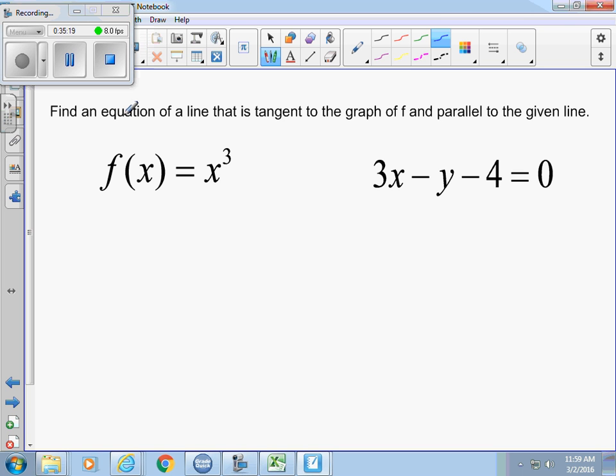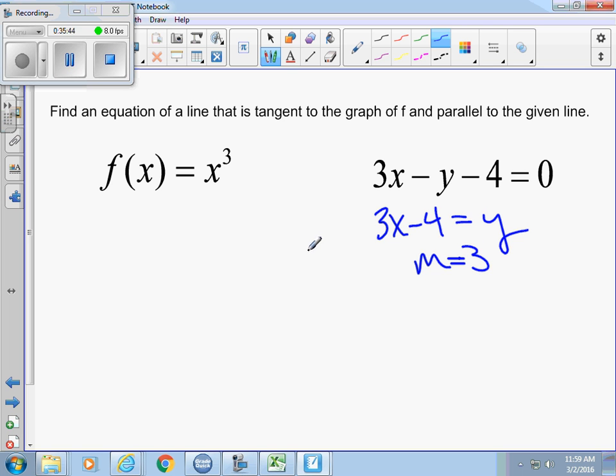Find an equation of a line that is tangent to f and parallel to this line. How am I going to do that? Find the same slope. Okay, I need to know the slope of this line. Does everyone agree with that? Okay, so get y by itself. 3x minus 4 equals y. Do we agree? Yeah. So this slope is 3.